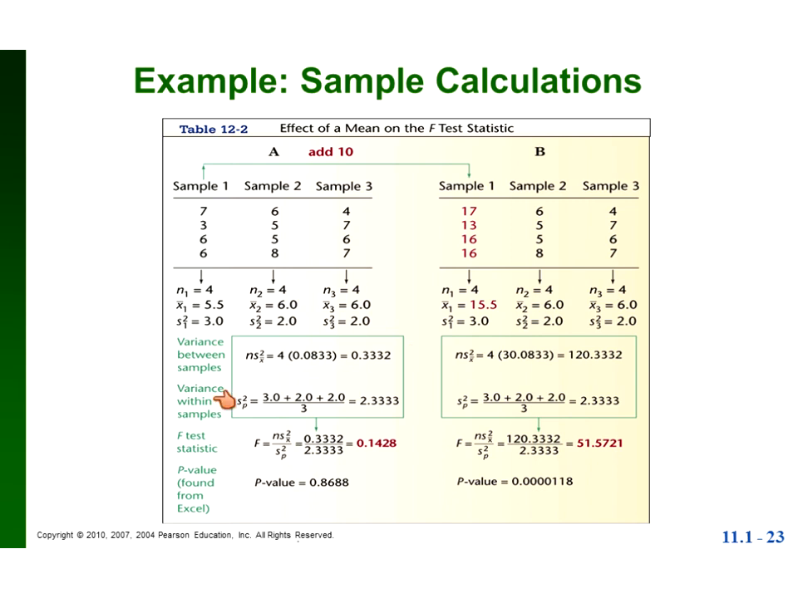Now the variance within samples: you're taking all of the variances from each of the different groups and averaging them out. So here you have 3, you have 2, and you have 2. Add them together, divide by 3, and that measures the variance within samples. So the F-test statistic is the ratio of these two.